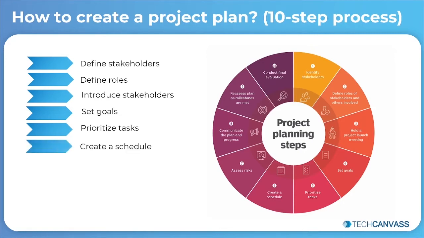The sixth one is create a schedule. Establish a timeline that considers the resources needed for all the tasks. The seventh one is assess risk. Identify project risks and develop strategies for mitigating them. The eighth one is communicate. Share the plan with all stakeholders and provide communication updates in the format and frequency stakeholders expect.